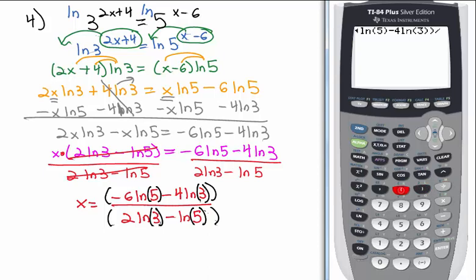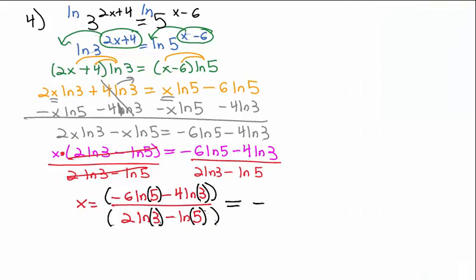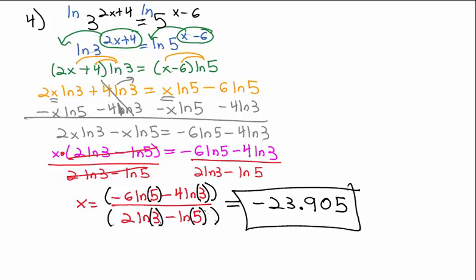Divide. Open parentheses for the denominator, 2 natural log of 3. Close the log, minus the natural log of 5. Close the log, close the denominator. And enter. Our solution for x is going to be negative 23.905. And we have our solution.